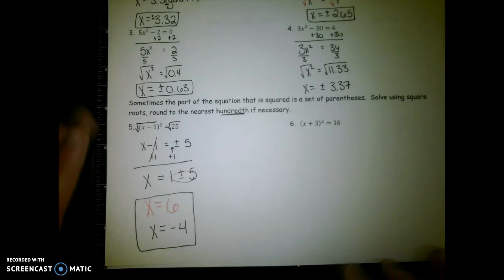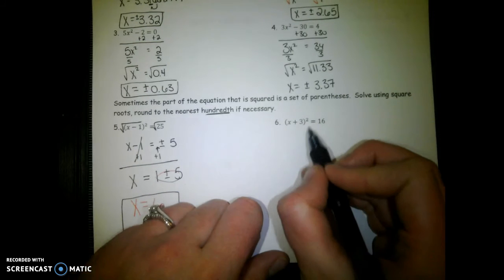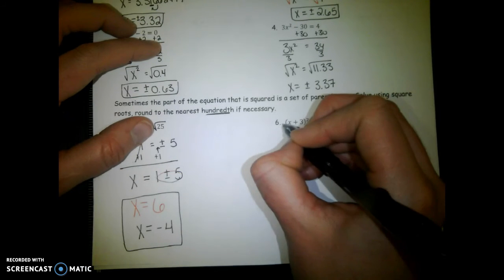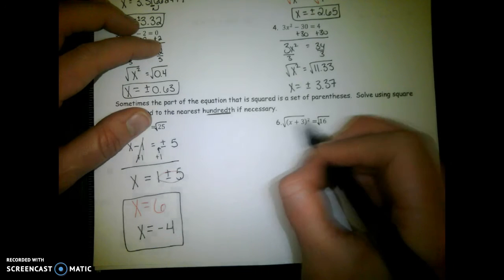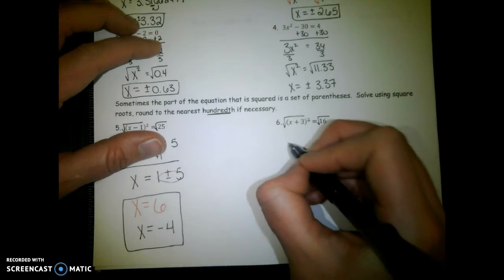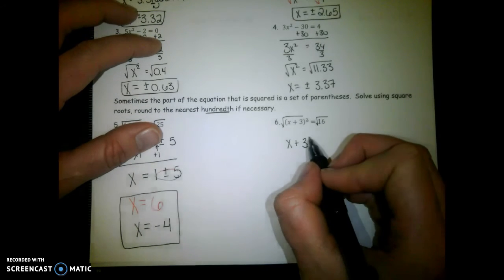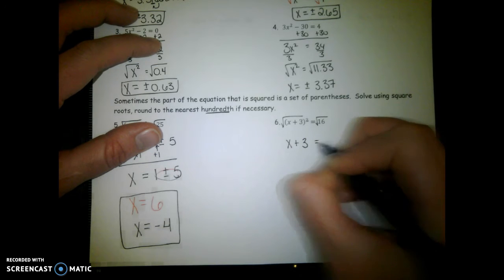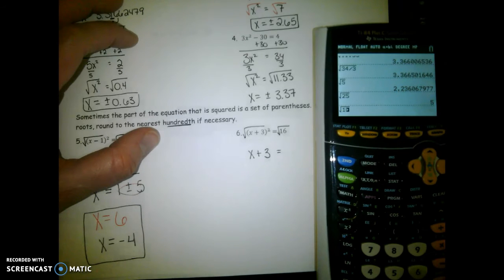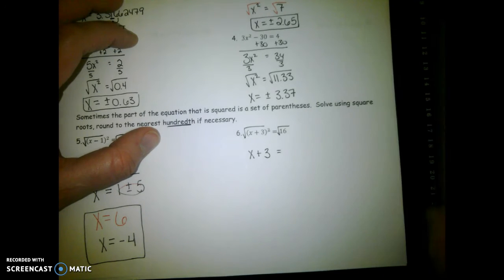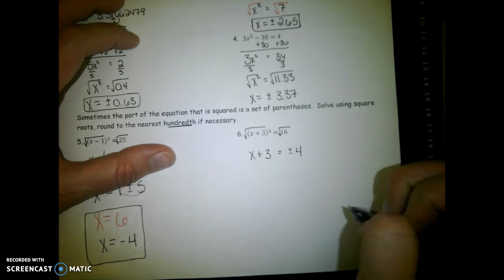Let's try another one. Notice in number 6, there's nothing multiplied in front of the parentheses. There's nothing added or subtracted after. So our first step is going to be square root both sides. On the left, the square and the square root cancel each other out, leaving us with the parentheses x plus 3. But since there's no exponent, we don't really need the parentheses anymore. Then, square root of 16, if we need to do that in our calculator, is 4. Don't forget about the plus minus.